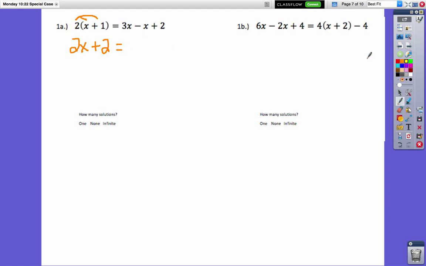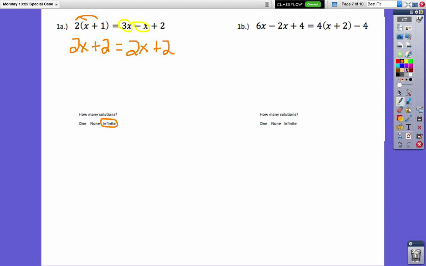Now on this right side, notice we have like terms that we need to combine. 3x and -x. When you combine those, you get 2x. And then just bring this plus 2 down. What you'll notice here is both sides of this equation have the same thing. 2x plus 2 is equal to 2x plus 2. Right there, we can already know that this is going to have infinite solutions.